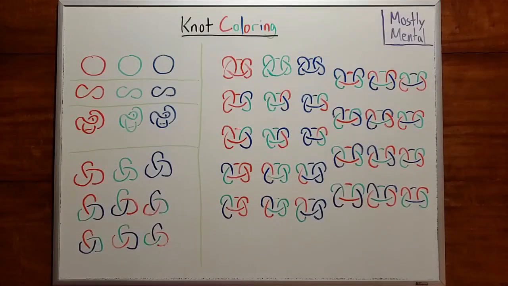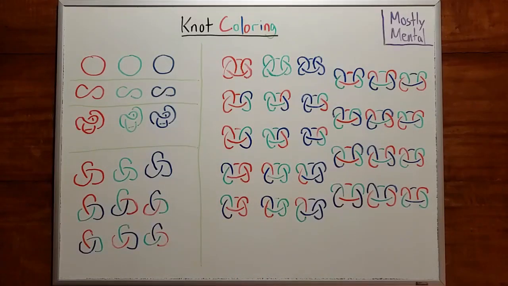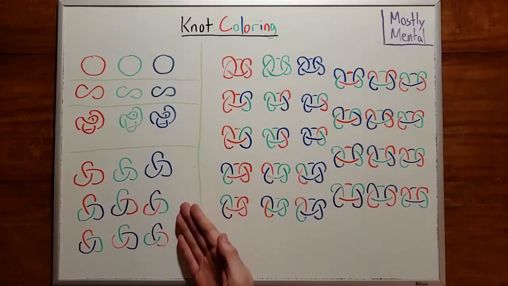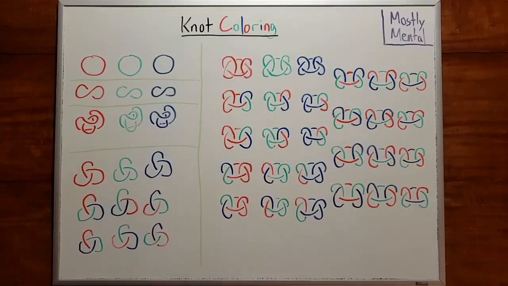For the trefoil, though, there are nine colorings as seen here. So the trefoil has a different number of colorings from the unknot. And any transformation we can do to a knot leaves the number of colorings unchanged. So there's no transformation that will turn one into the other. That means the trefoil must be different from the unknot, and we've finally proven that there really is a knot that can't be undone.